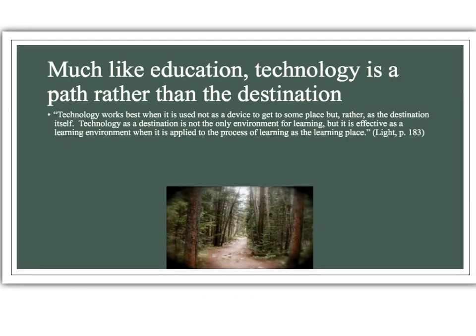As I previously mentioned, most of this information is coming from the Light text, and you can see a great quote that we as a group found on page 183 discussing how technology and education can function really well together, or conversely, can actually cause more problems. Within this text, Light describes education and technology integration as a path rather than the actual destination. Too often, arguably, we try to see it as the destination. So as it's quoted here, technology works best when it is used not as a device to get someplace, but rather as the path itself.